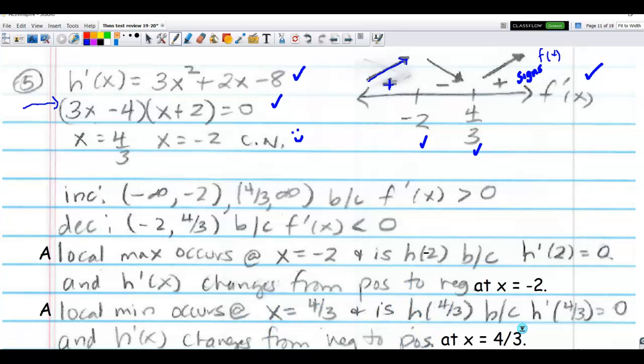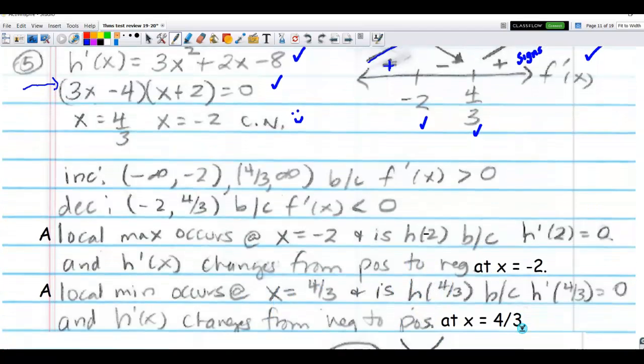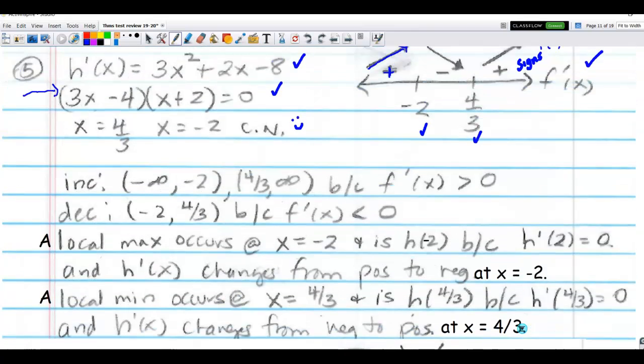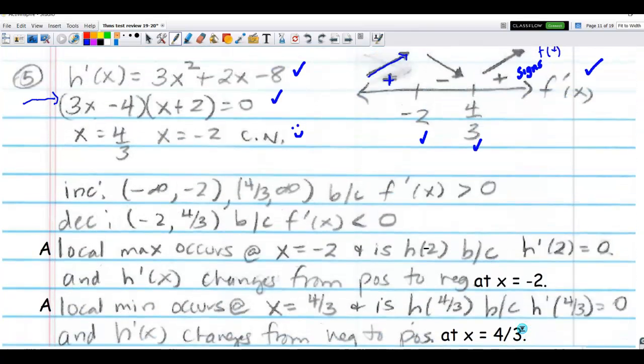All right, so I'm going to use that number line to draw conclusions and justify them. So I'm stating the increasing intervals, just reading directly off the number line, but the justification is important. You have to tell me because f prime of x is greater than 0. That's your justification right here. Decreasing intervals, justification. Tell me why you know the function is decreasing on that interval.